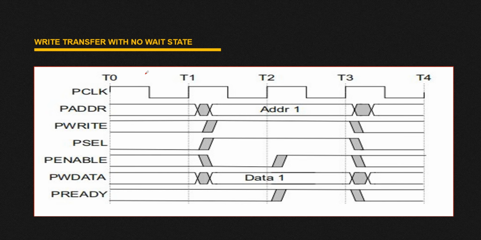Now here you can see we are performing a write transfer with no wait state. No wait state means we are getting the PREADY signal from the slave when PSELECT and PENABLE are high, so we are not in a wait state. From T0 to T1, your PSELECT signal is 0 and PENABLE signal is also 0. That means we are in the idle phase.